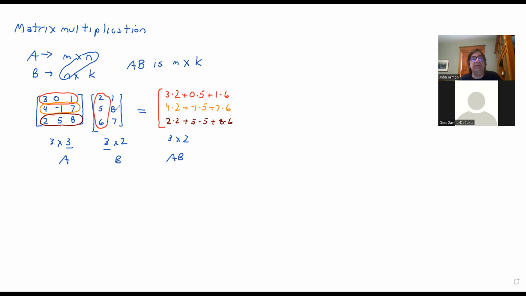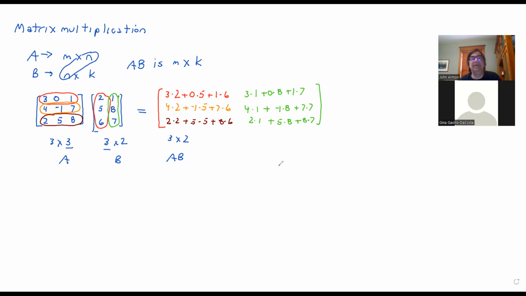And then if you do the second column, you'll do the exact same calculations. Your first numbers will be the same. And then your second numbers will come from the second row. So for the second column, first row, it'd be 3 times 1, 0 times 8, and 1 times 7. 4 times 1, -1 times 8, and then 7 times 7. Then last row is going to be 2 times 1, 5 times 8, 8 times 7.